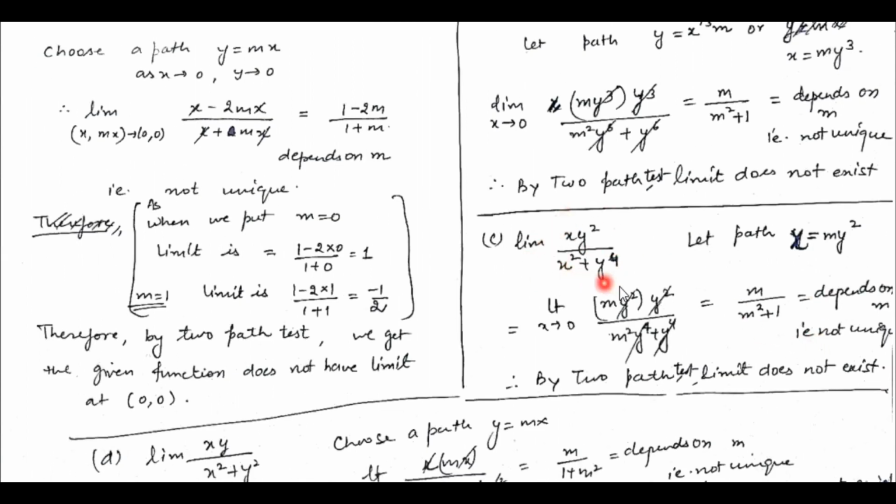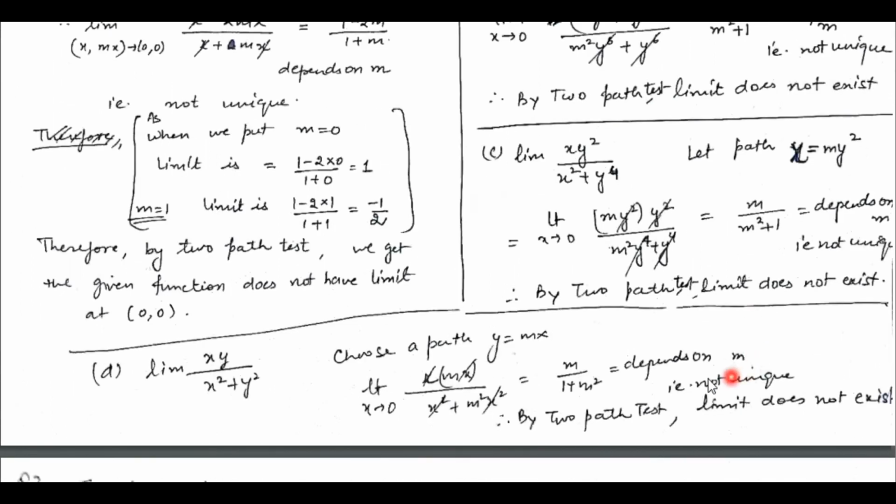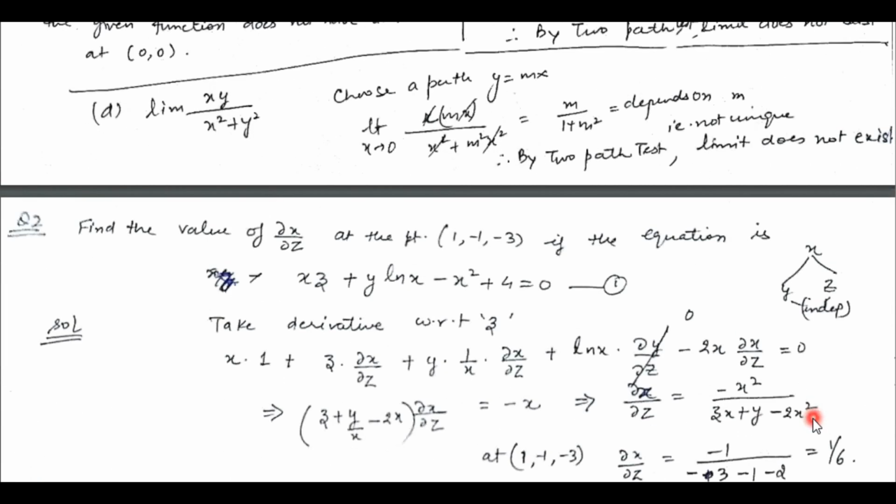Similarly, in this case, we can choose the path x = my^2. When you put x to be my^2, the terms of y cancel out in the numerator as well as in the denominator, and here also you have to take y tending to 0. So when you put y tending to 0, the limit is m upon (m^2 + 1), which again depends on m, meaning it is not unique. When you put m to be 0, the limit is 0. When you put m to be 1, it will be half, and so on. So again, by the two-path test, the limit does not exist. The same way in part D, we can choose the path y = mx, and again it depends on m, so the limit does not exist.